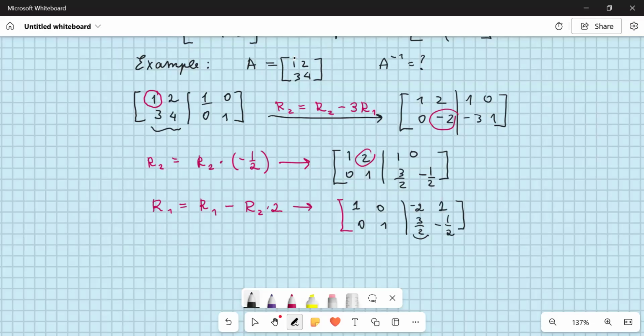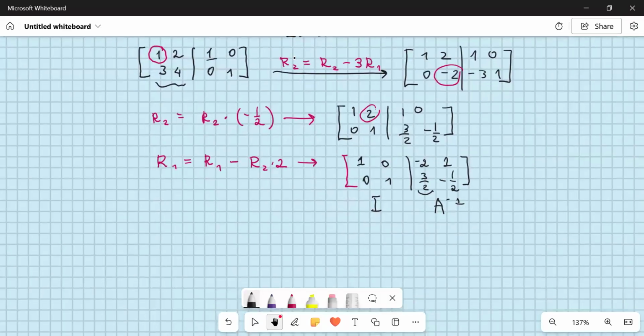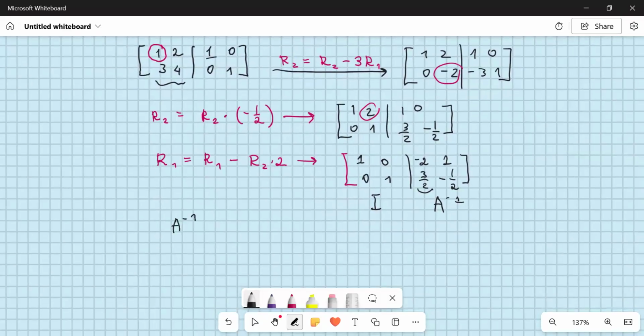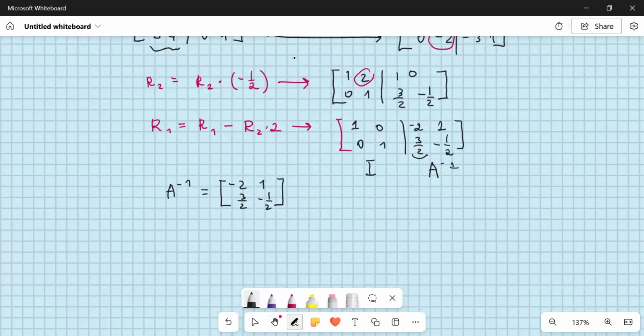And if we look at our result, what we see is my identity matrix here, right? And by our theorem, it's supposed to be inverse matrix here. So I can write down that my inverse matrix is equal minus 2, 1, 3 over 2, negative 1 over 2. Well, you guys probably don't remember if it's exact inverse matrix or not exact inverse. Let's kind of check it.